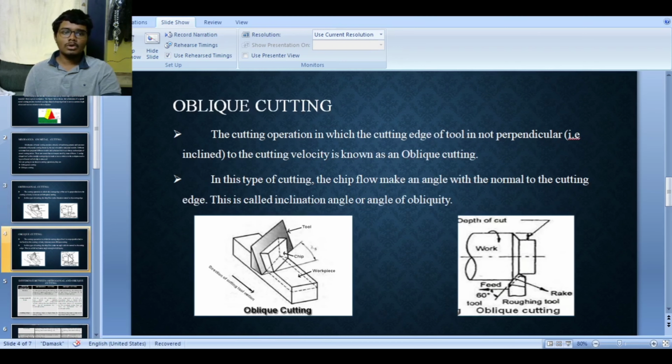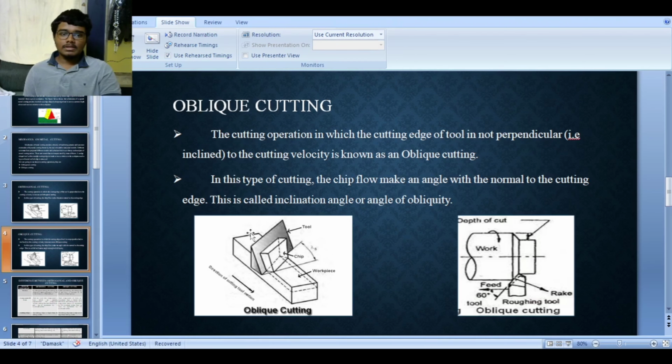Now oblique cutting. The cutting operation in which the cutting edge of the tool is not perpendicular, that is inclined, which means below 90 degrees to the cutting velocity, is known as oblique cutting. In this type of cutting, the chip flow makes an angle with the normal to the cutting edge. This is called the inclination angle or angle of obliquity.